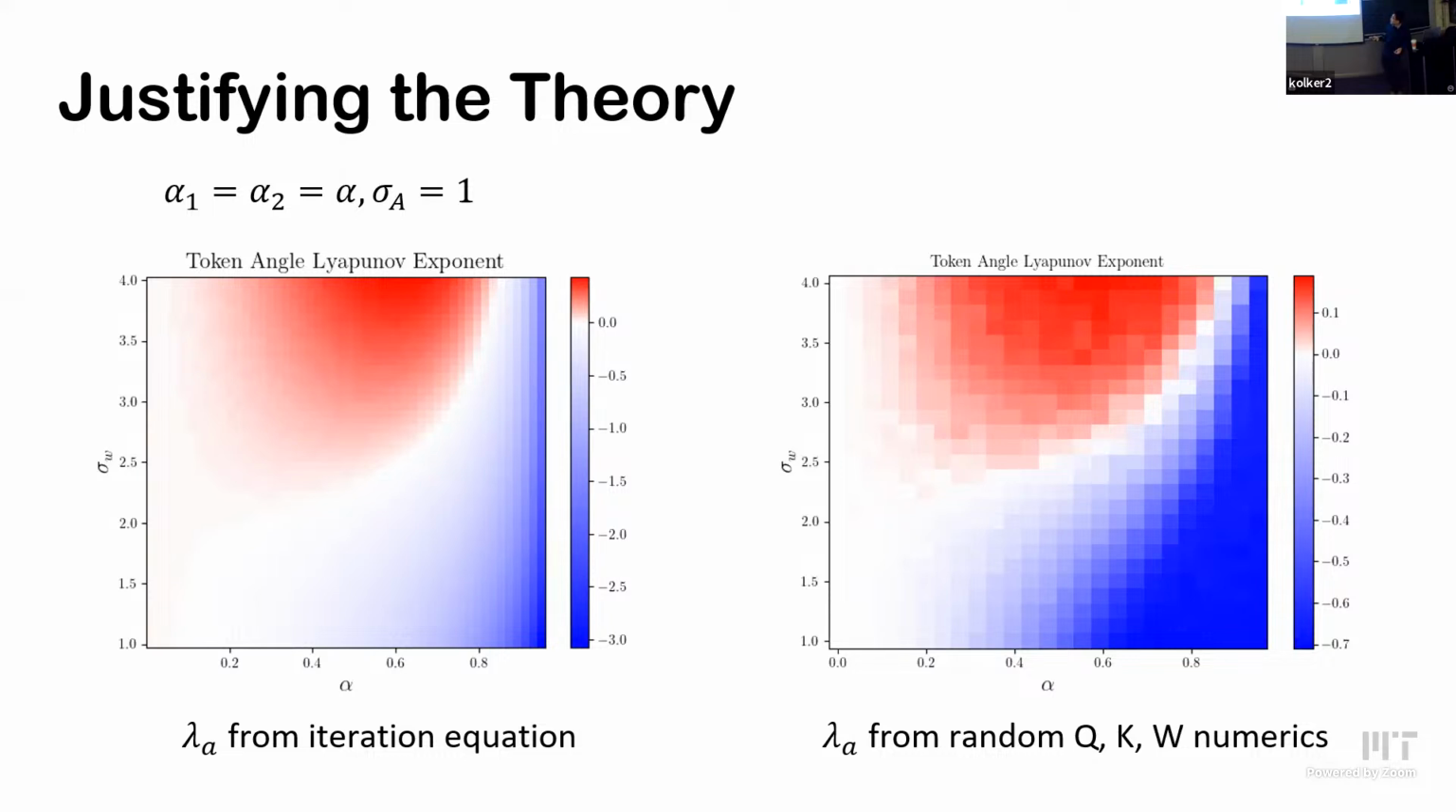And then the diagram on the right confirms that this approximation works pretty well, because this is for actual random QKV matrices, without doing the averaging. You really have the actual random QKV, and you can run that and compute how the average angle evolves from one layer to the next, and confirm that the averaging we did is a good approximation.